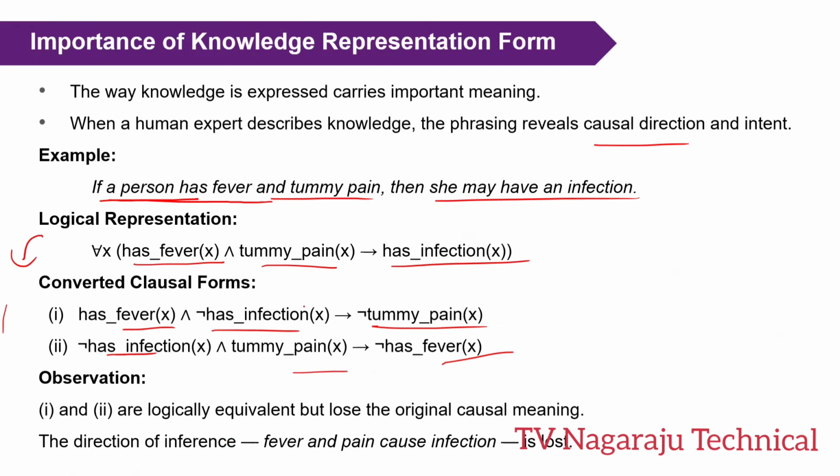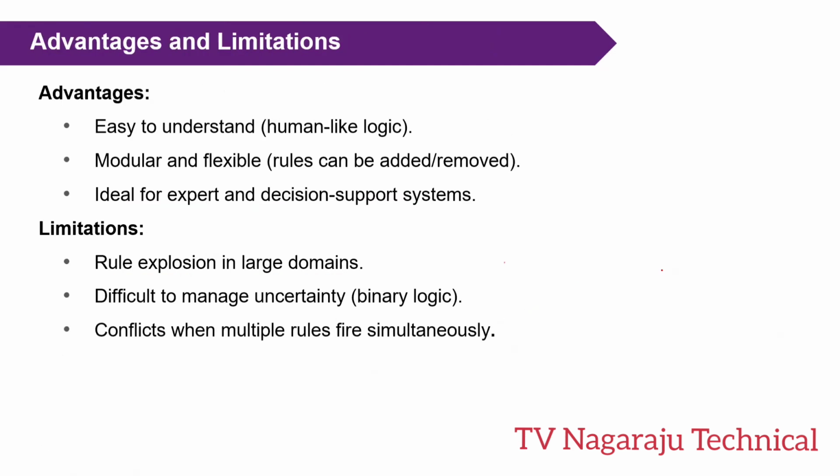So, what is the importance? If fever and pain cause the infection, this is the direction of inference. What are the advantages? Easy to understand. It is modular, an approach ideal for experts. What are the limitations? Rule explosion in large domains. That is, if you have a large number of rules, it is very difficult to explore, and difficult to manage uncertainty and conflicts. This is the concept of representing knowledge with the help of rules. Thank you.